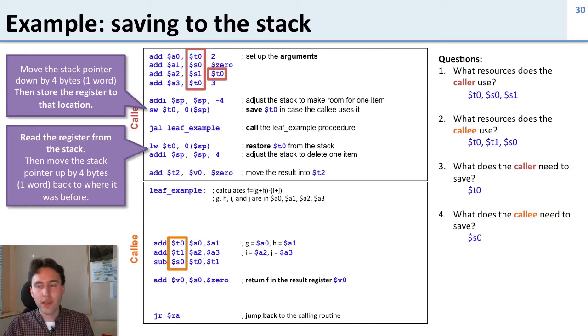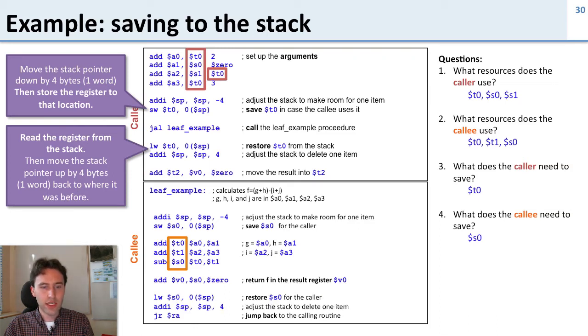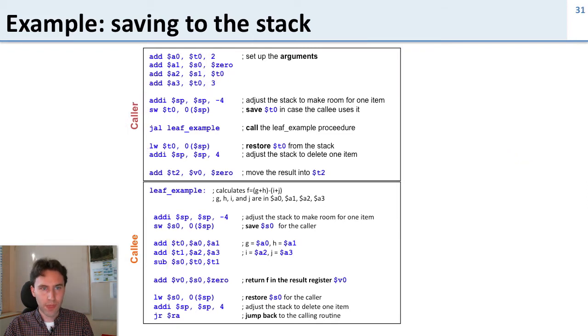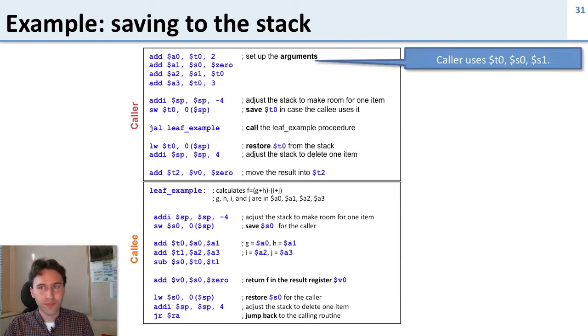Now let's take a look at what happens in the leaf example, for the callee. Remember, the callee needs to save S0. So it's going to do the same thing. It's going to move the stack pointer down by 4 and store S0, and then when it's all done, it's going to read S0 back in from memory, write it into the register, and then put the stack pointer back where it was before. Okay? So let's walk through this in more detail and ask some questions about it.